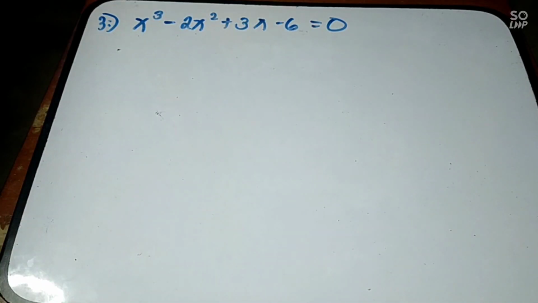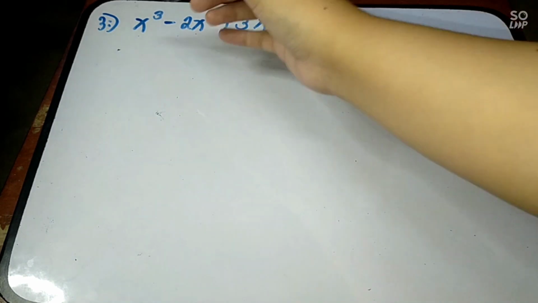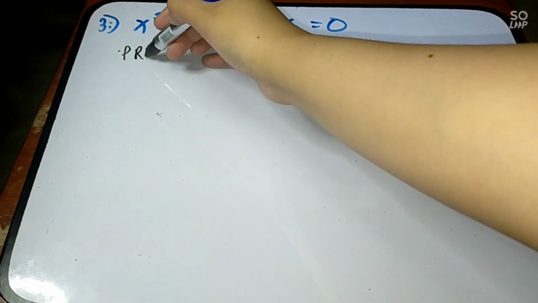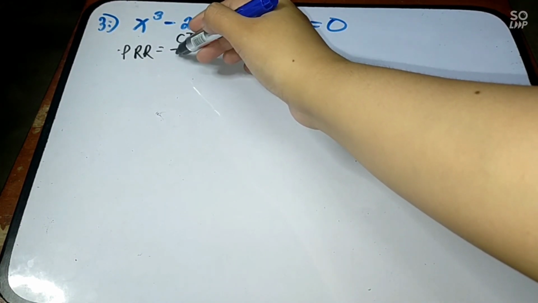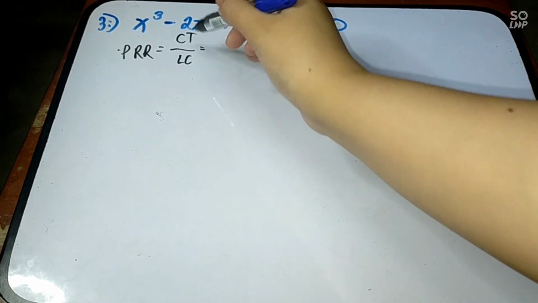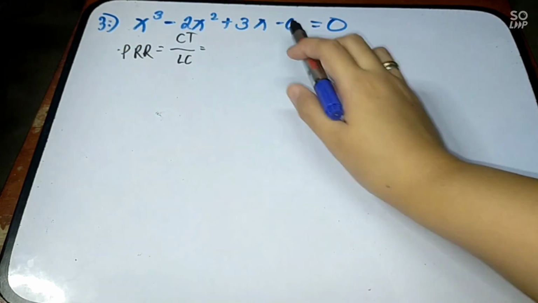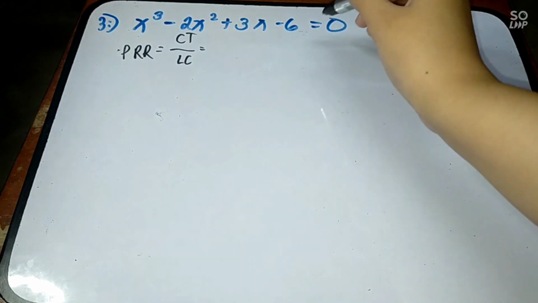Number 3. X cubed minus 2x squared plus 3x minus 6 equals to 0. Let us find for the possible roots. We have the PRR is equal to factors of constant term over the factors of leading coefficient. Since ang leading coefficient mo ay 1, dito na lang tayo kay constant term.